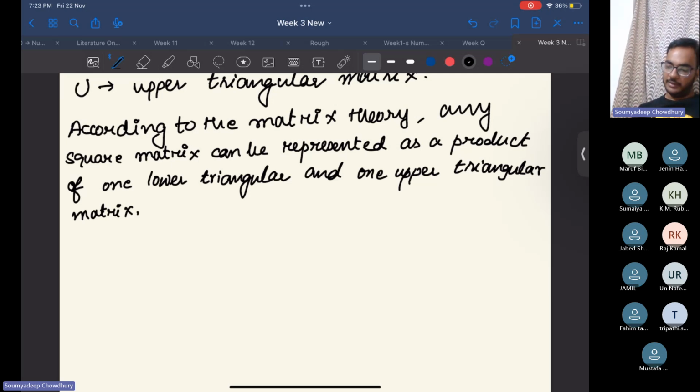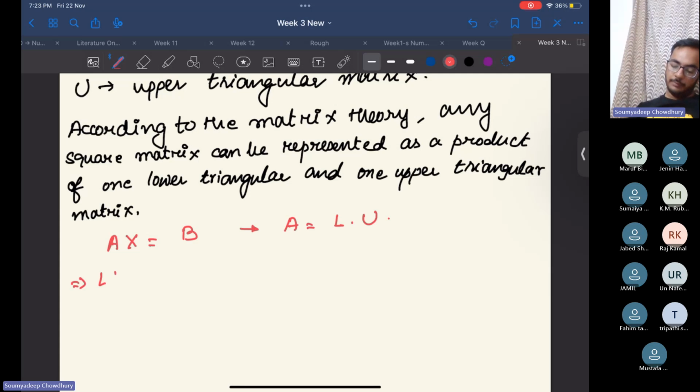So the system of equations which we are trying to solve here is Ax equals B, right? Now I am telling you that your A is always a square matrix. So A can be represented as a product of L and U. We don't know what L is, what U is, but we can represent A as the product of L and U. So here we replace A with L into U. So that is basically LUx equals B.